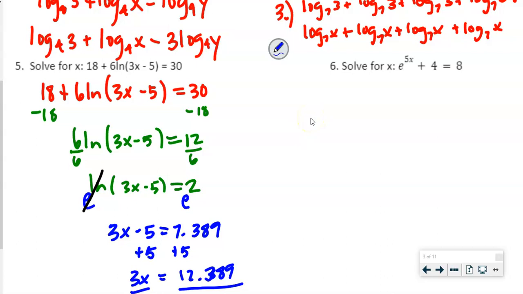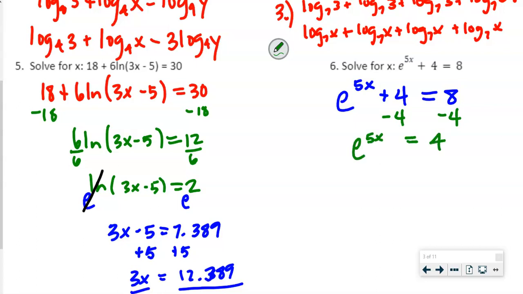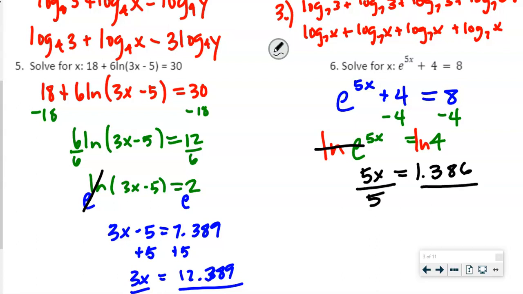So for number 6, this is e to the 5x plus 4 equals 8. Now, once again, we're going to move that 4 first. We're going to subtract 4 from both sides. So now we get e to the 5x is equal to 4. How do we get rid of an e? We do the inverse, which is ln. So we're going to have ln of 4. Here again, these two cancel each other out. So we're left with 5x equals whatever the ln of 4 is. And the ln of 4 was, what did I get here? 1.386, and then we're going to divide that by 5 on both sides.